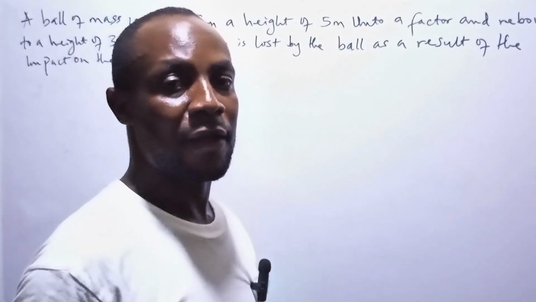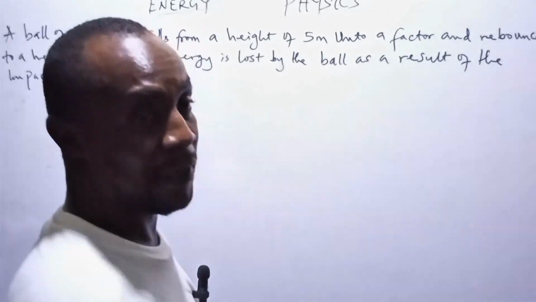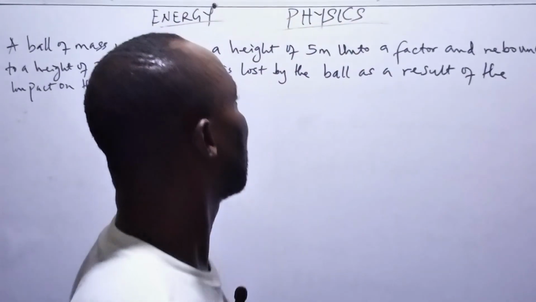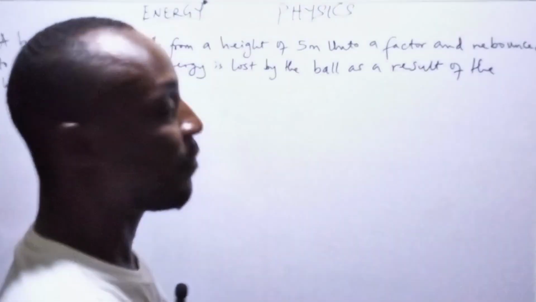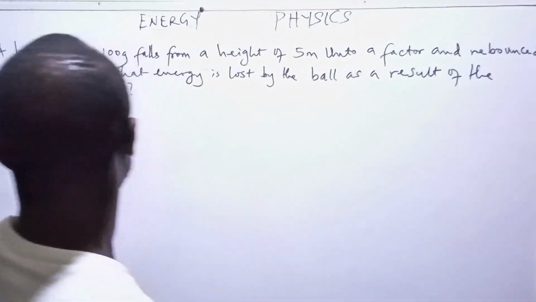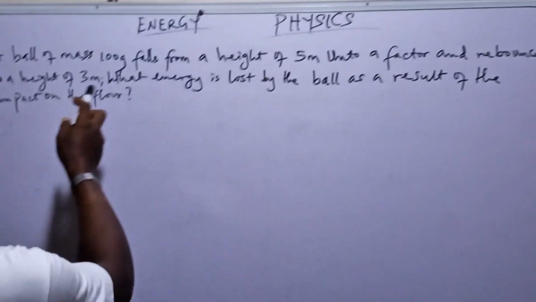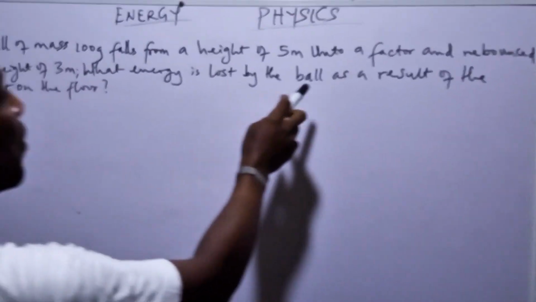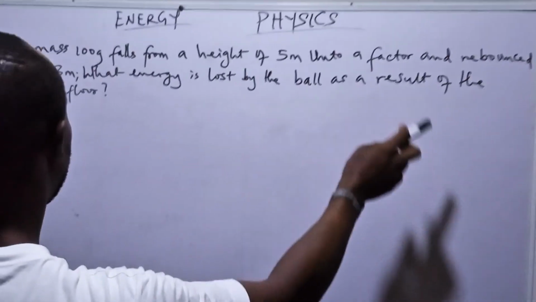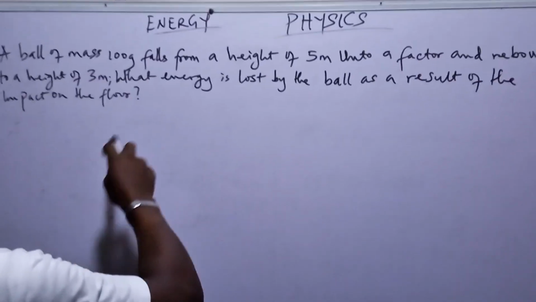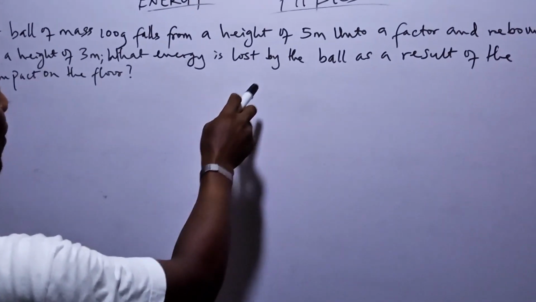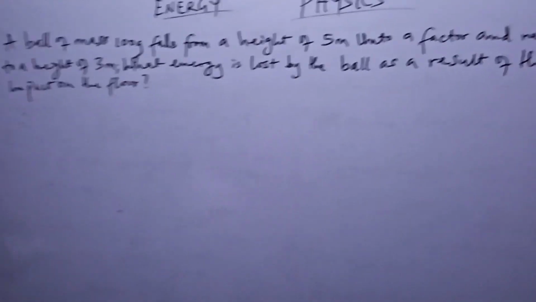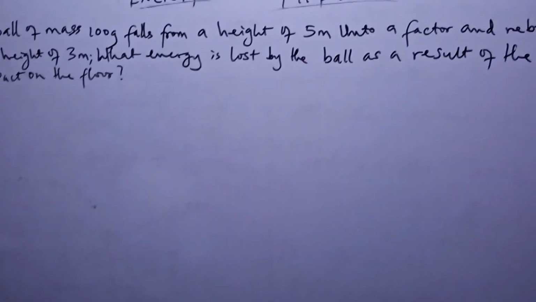You're welcome to class, still on energy and still on the same playlist. Like I said before, we have here another question still on energy. It states: a ball of mass 100 gram falls from a height of 5 meter onto a floor and rebounds to a height of 3 meter. The question is, what energy is lost by the ball as a result of the impact on the floor? Let's see how this goes.